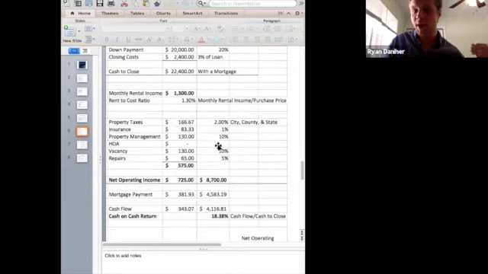So that would be a property tax cost of $167 a month. The insurance cost would be $83 a month. You have vacancy of $130 a month, which is 10%, property management at 10%, repairs at 5%, which is $65 a month. And those expenses would be $575 a month. So in this example, your net operating income is $725 per month, or $8,700 per year.